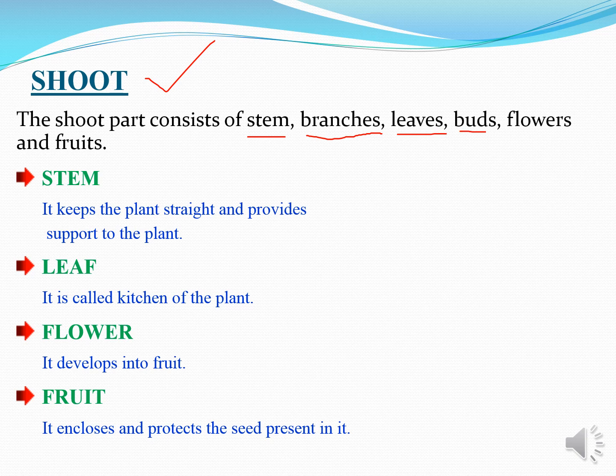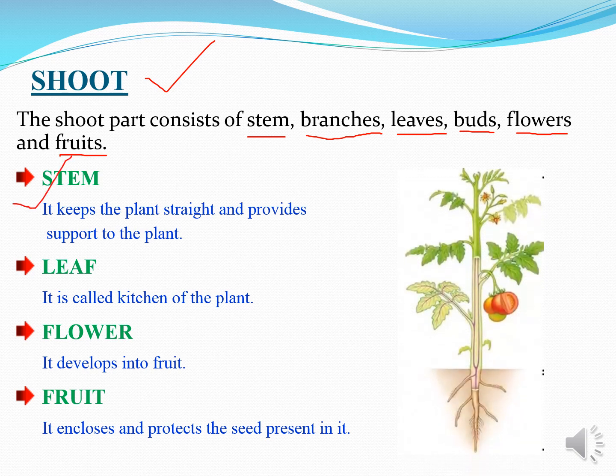Stem. Stem keeps the plant straight and provides support to the plant. It is the main part of the shoot, and it carries water and minerals from the root and food from leaves to various parts of the plant. These are the functions of stem.